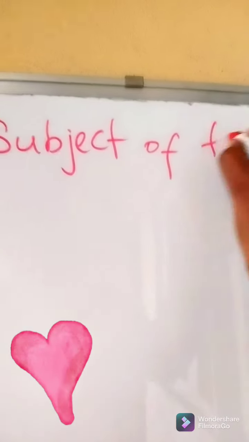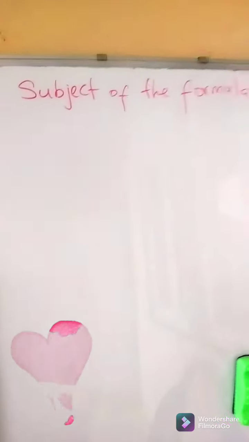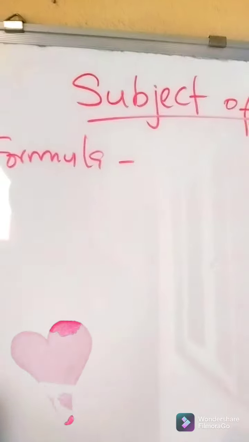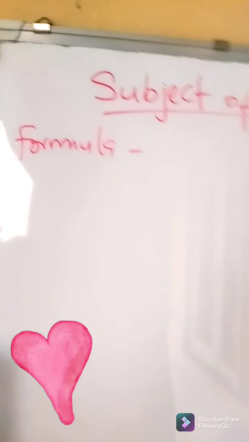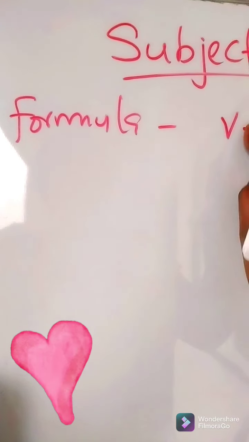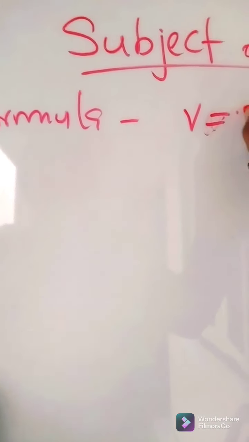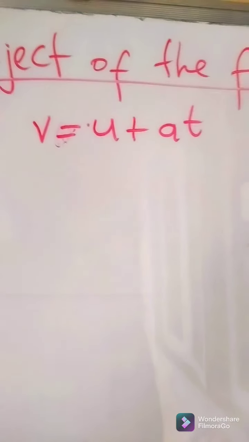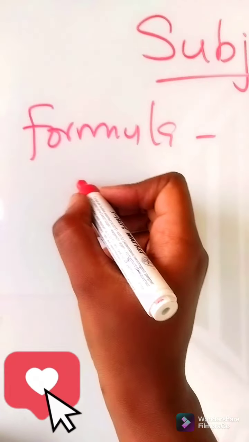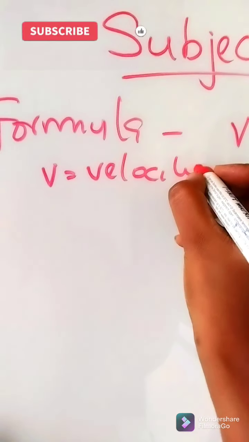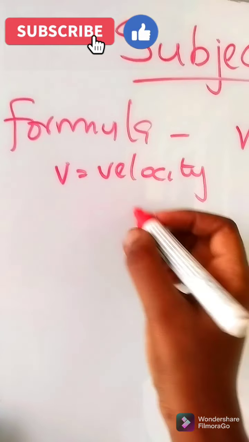So today's topic is subject of the formula. First of all, what's a formula? It is a combination of two or more variables. For instance, maybe we have a formula like this: V equal to U plus AT. Now this is a formula of motion where V represents the velocity of the moving body, the final velocity.